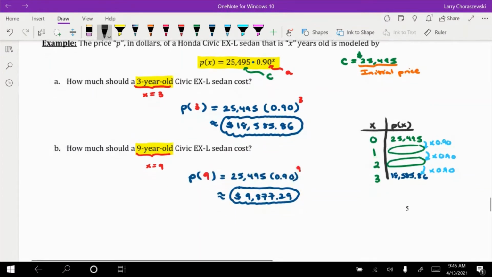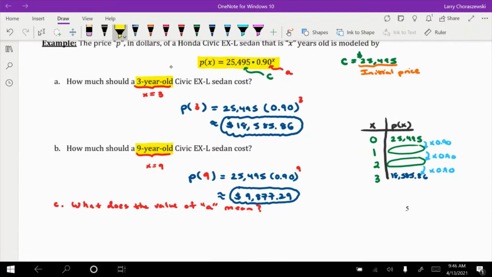Now, the main reason why I'm having this discussion is because I'm going to add a part C in here. And the part C question is going to be this. What does the value of A mean? And to answer this, let's go back to this table and see what the value of A does.